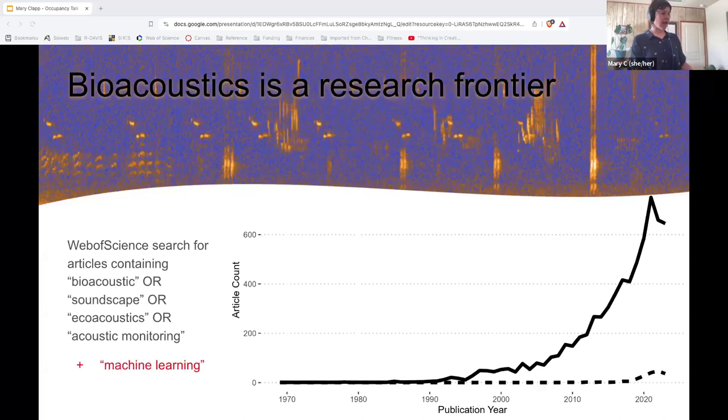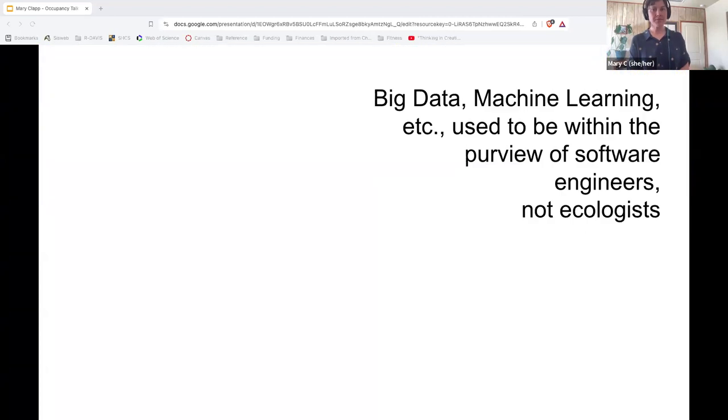And then if you go ahead and add in machine learning, you can see that we are really just on the cutting edge of integrating bioacoustics and machine learning. So the challenge here is that there's an urgent need to make these machine learning tools and data outputs available to land managers and scientists in a parsable, usable format.